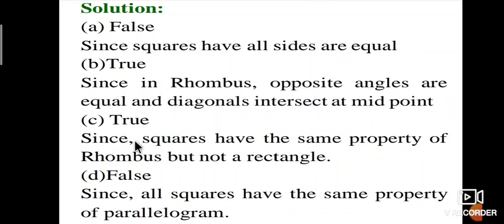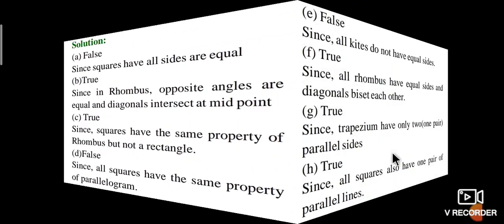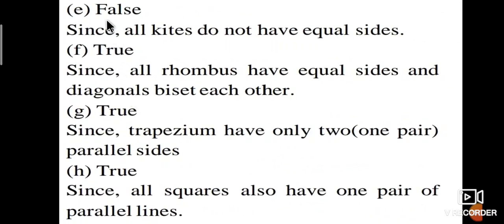The third one is true, since squares have the same property of a rhombus but not a rectangle. The fourth one is false, since all squares have the same property of a parallelogram. The fifth one is false, since all kites do not have equal sides.